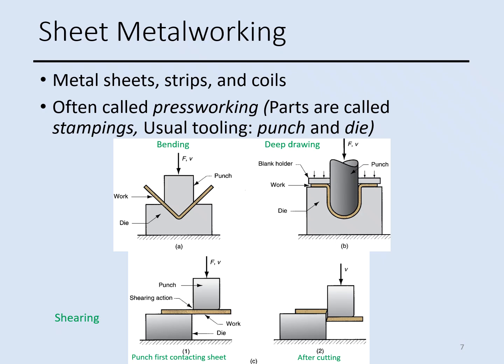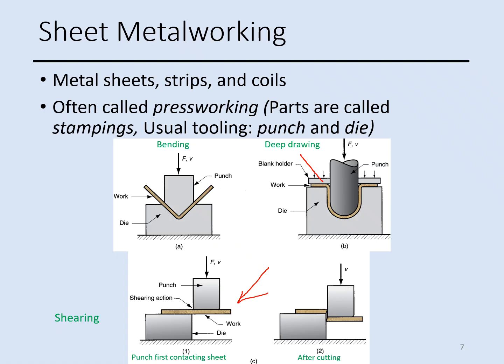The next category is sheet metal working, and sheet metal working is mostly operations performed on metal sheets, strips, and coils. These processes are often called press working because the operations are performed on presses. And we have three subcategories in this process. One is called bending, another one is called deep drawing, and then we have shearing.